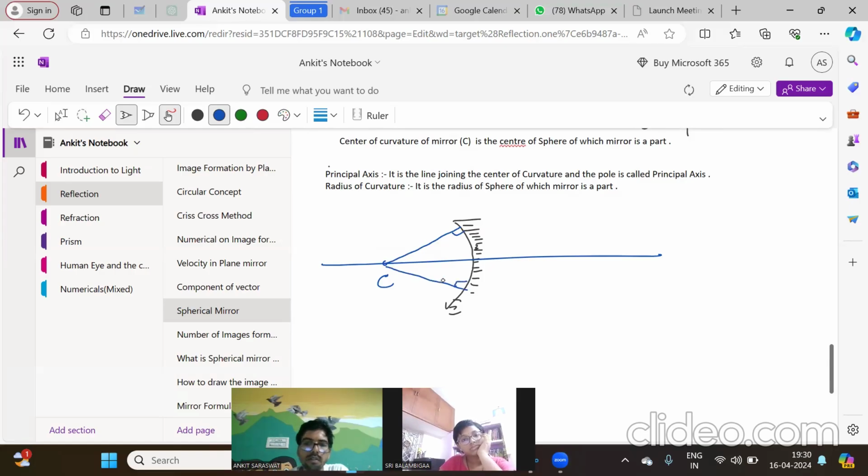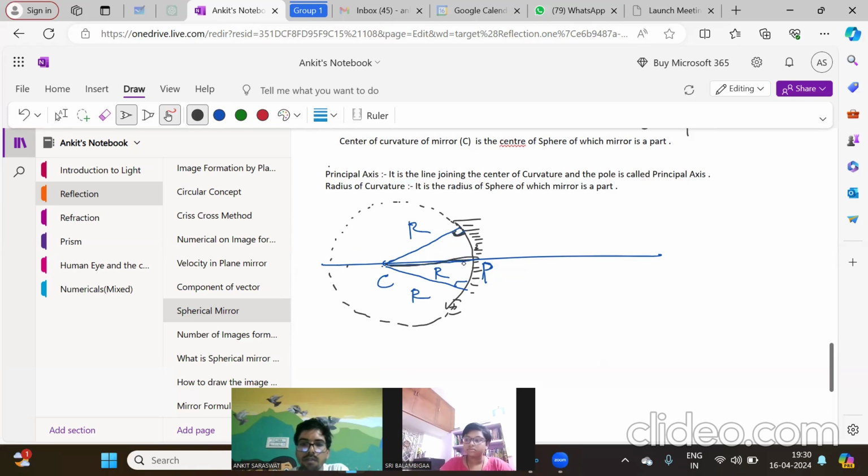Clear? And this is also our radius, but the pole will be this. This is the pole. And if you want to know from which sphere this mirror is a part, just complete the sphere like this. Clear? Yes, sir. So if you draw any line from the center to the mirror, then it is always 90 degrees.